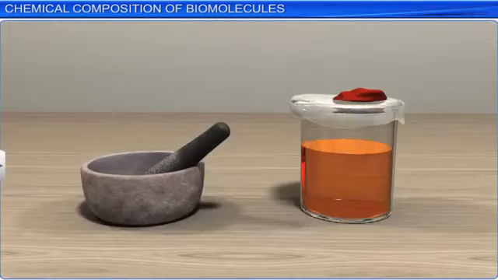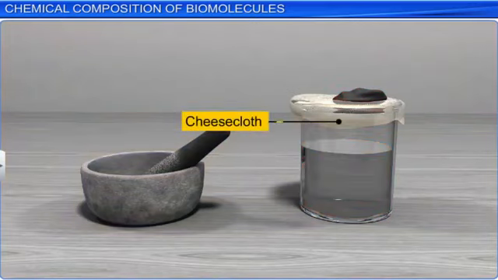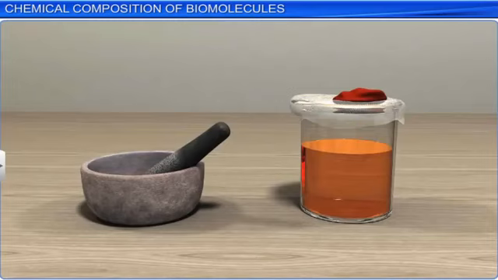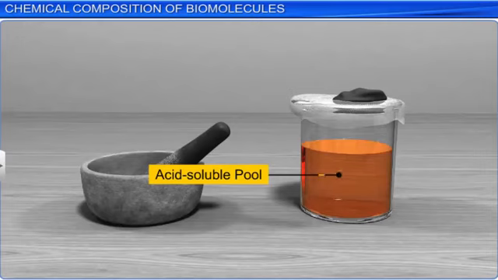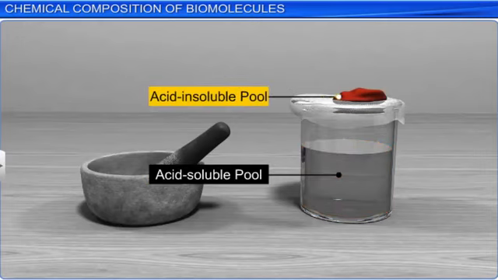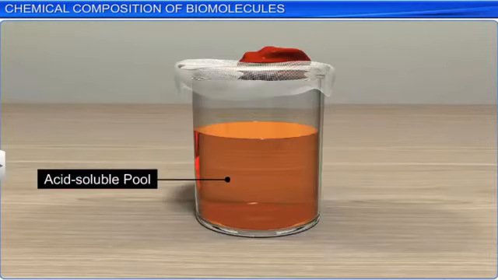Now we strain this slurry through a cheesecloth to obtain two fractions. One fraction is the filtrate or the acid-soluble pool, and the other fraction is the retentate or acid-insoluble fraction. The acid-soluble pool contains organic compounds.